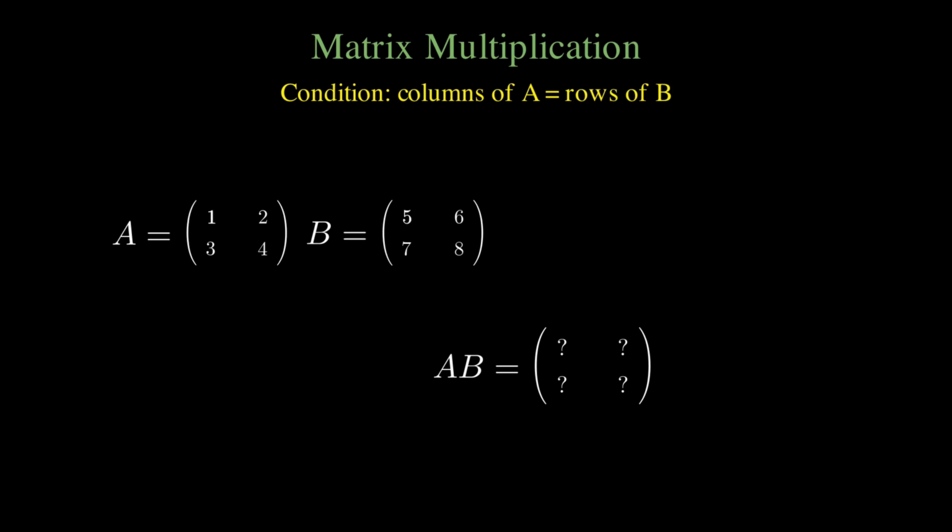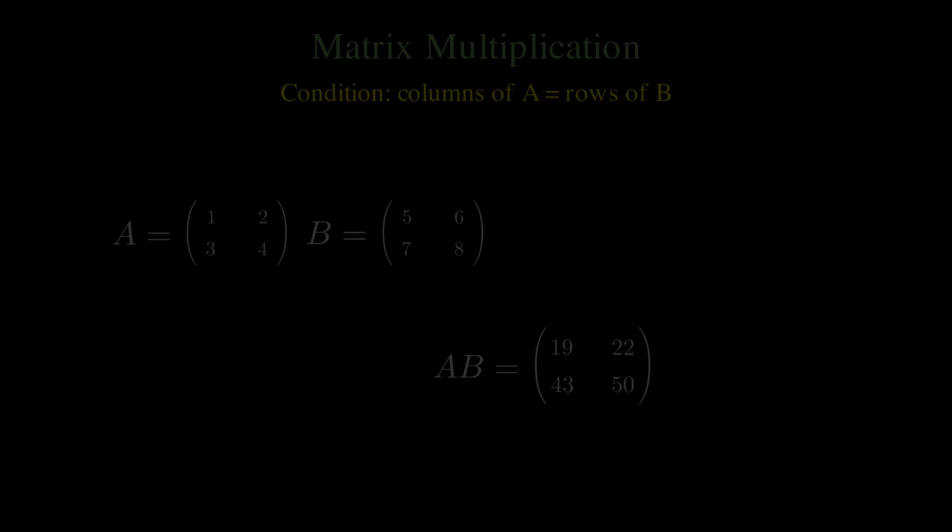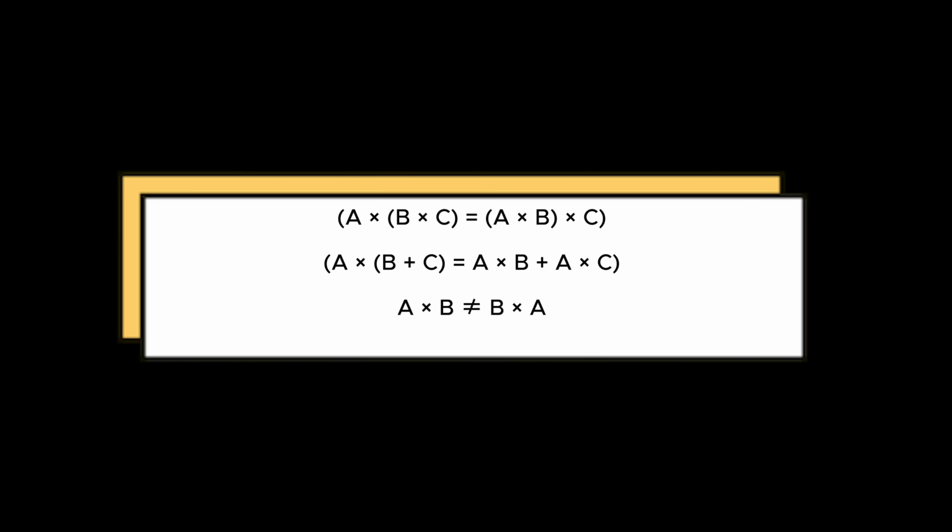First row, first column is 1 times 5, plus 2 times 7, equals 19. First row, second column is 1 times 6, plus 2 times 8 equals 22, and so on, resulting in 19, 22 over 43, 50. Properties: associative, distributive over addition, but not commutative. A times B is usually not equal to B times A.